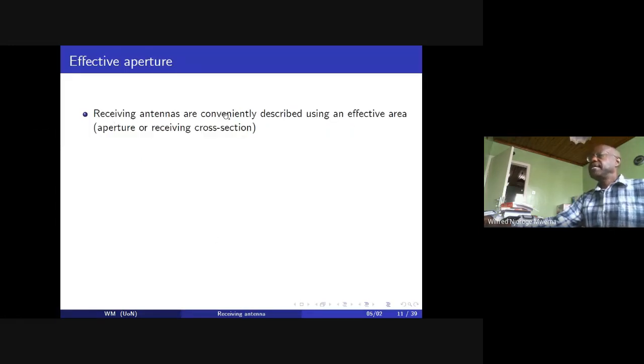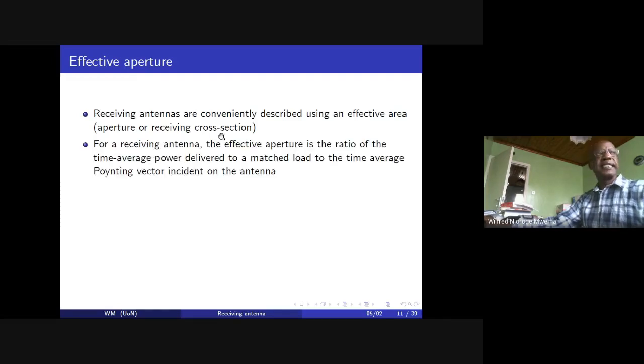So, receiving antennas are conveniently described using an effective area, or aperture, or receiving cross-section. For a receiving antenna, the effective aperture is the ratio of the time average power delivered to the matched load to the time average Poynting vector incident on the antenna. And it's possible the effective area or aperture of the antenna is going to be different from the physical dimensions of the antenna itself.